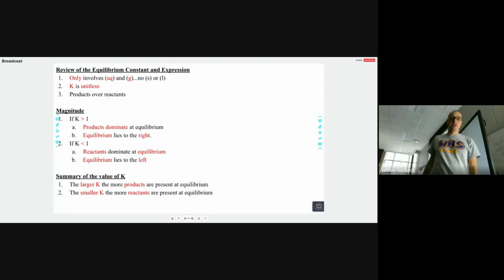And then the third thing I should mention before we move on to magnitude is the equilibrium expression: products over reactants, products over reactants. Really important that we understand that.